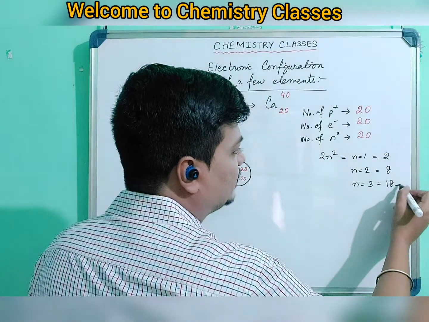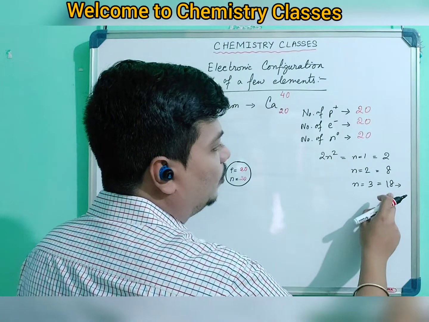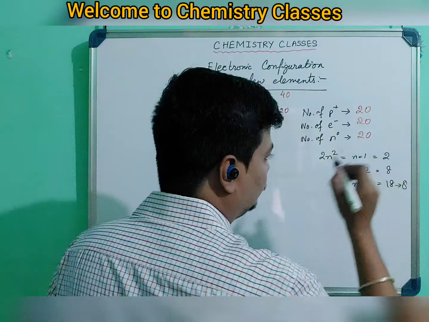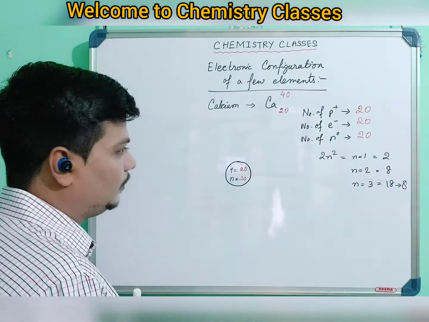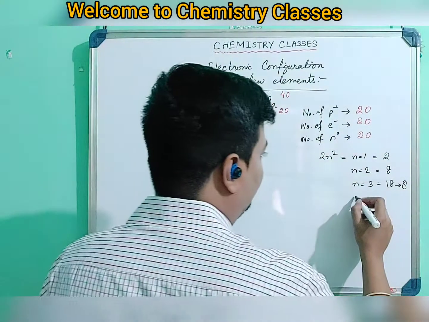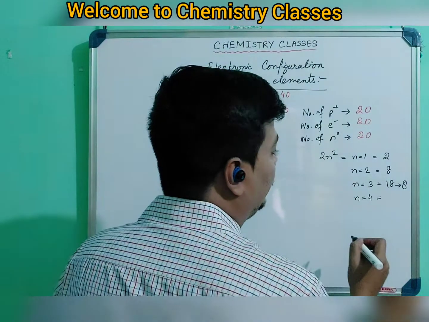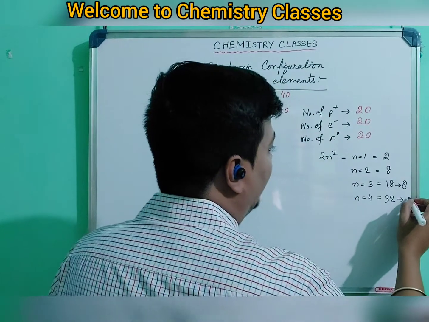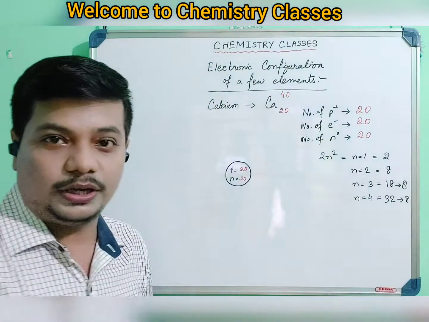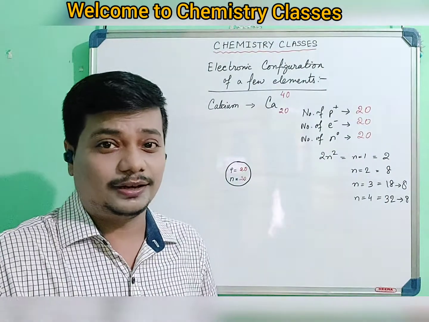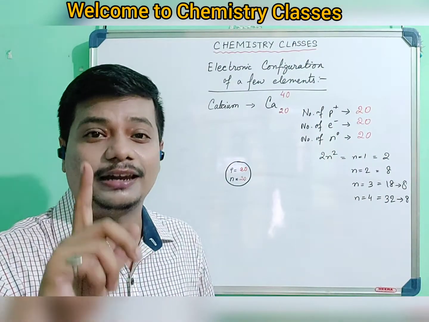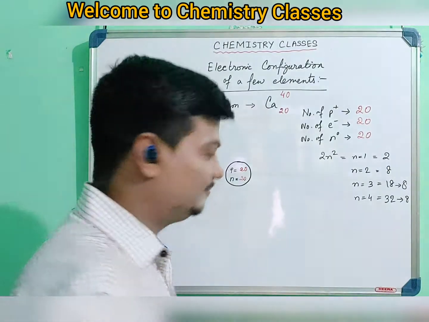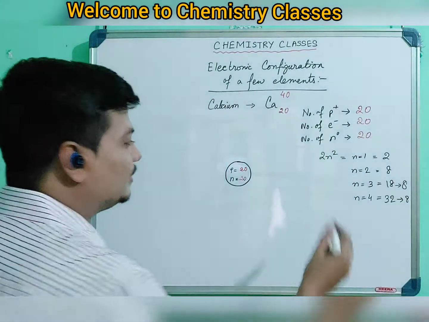But in this case, for n equals 3, we accommodate how many electrons? Only 8 electrons. And for n equals 4, we accommodate how many? 32. Here also, maximum we will take is 8. Not more than that. The reason, again I'm repeating, will be clarified in the class 11 chapter of atomic structure. So for the time being, let us now come here.